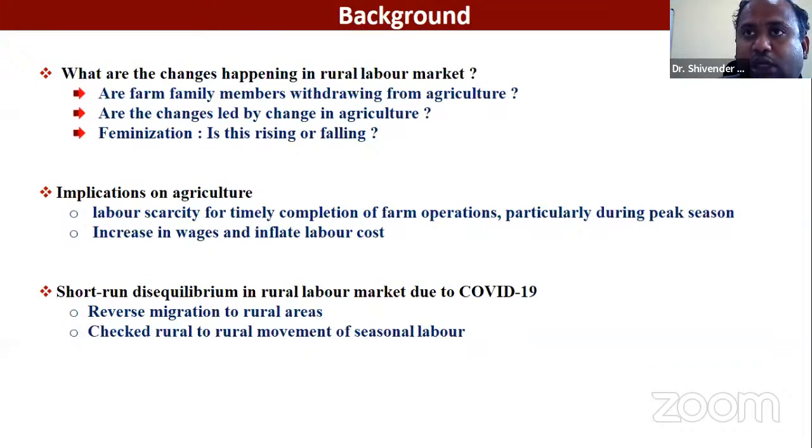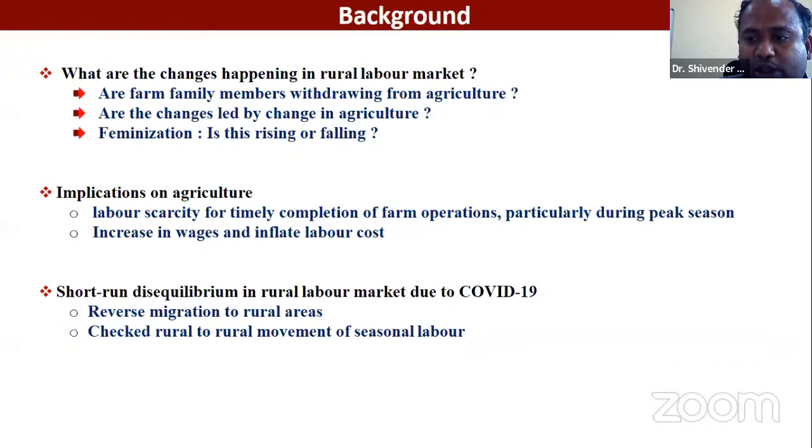Are the changes in the rural labor markets taking place primarily because of agriculture? Because in both rural and urban areas, agriculture generates the least income, if you leave aside labor and other things. So we ask whether the changes or employment diversification are driven by agriculture or not.